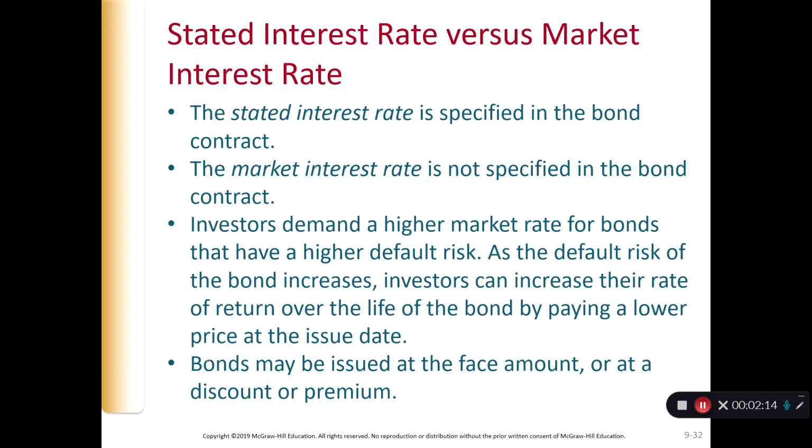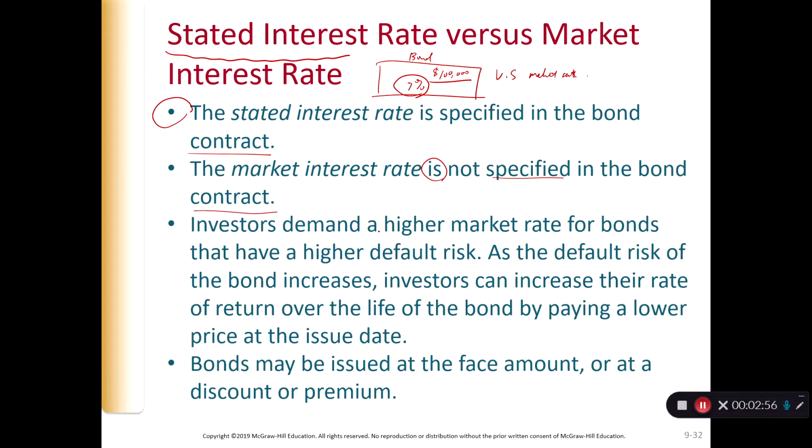Okay. So now I wanted to introduce the difference between the stated interest rate, which is the interest rate promised on the financing instrument or bond contract, 7%, and the face value, which is the instrument's stated borrowing amount. And then there's a difference between the stated interest rate versus the market rate. The stated interest rate is specified in the bond contract, and the market rate is not specified in the bond contract.